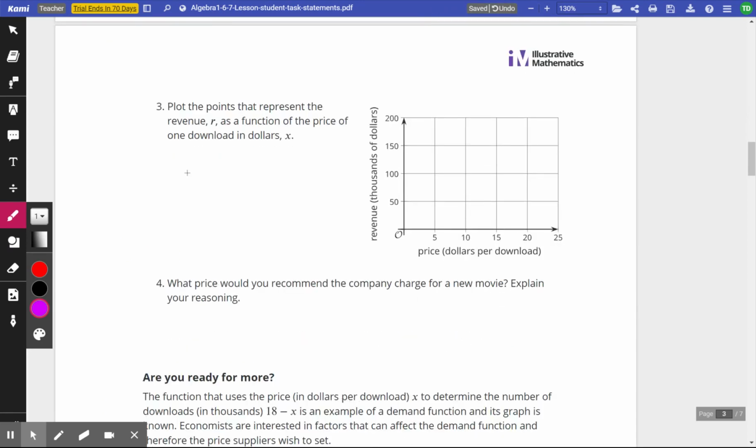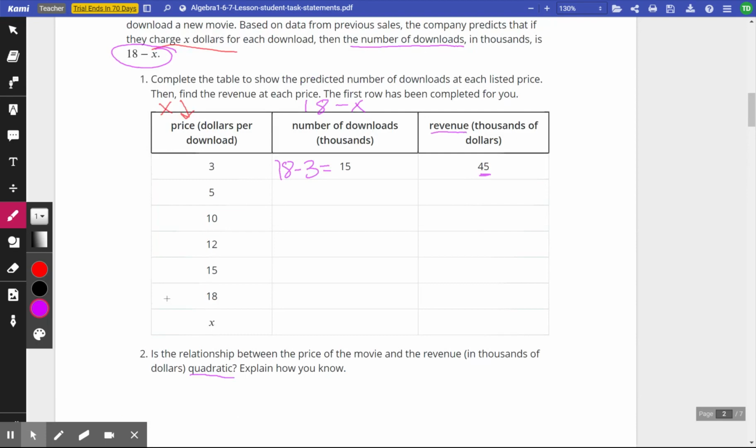Then once you have it, plot the points. So the X is price, the Y is the revenue. So plot that and see what happens. And then for 4, answer the question, what price would you recommend the company charge for a new movie? And you need to explain that. So use your reasoning for price and revenue and looking at this graph to answer number 4. All right, and that is 7.2.